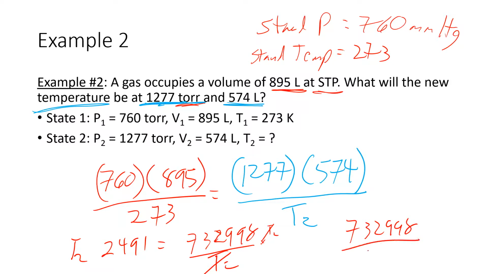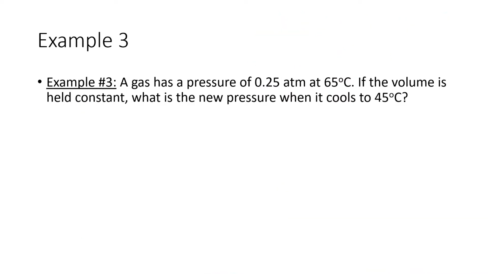732,998 divided by 2491 is going to equal your T2. Divided by 2491, it's 294. So your T2 is 294 Kelvin. All these have to be in Kelvin. All right, so here, when you see temperatures that are not in Kelvin, that should be an indication that you have to get them in Kelvin.